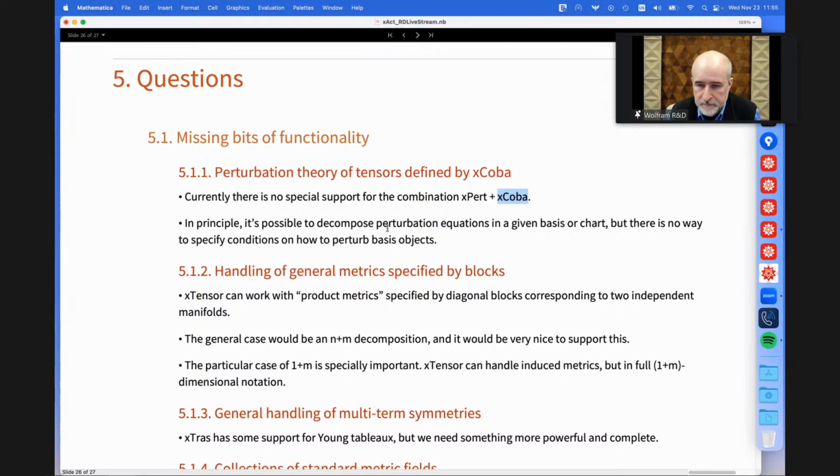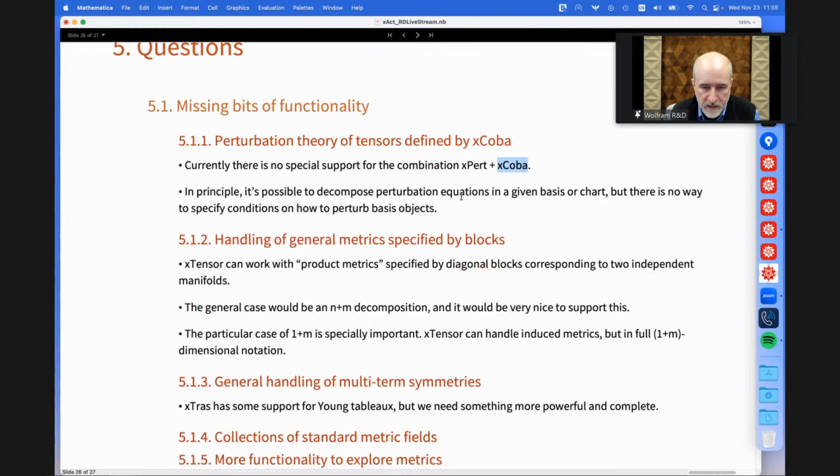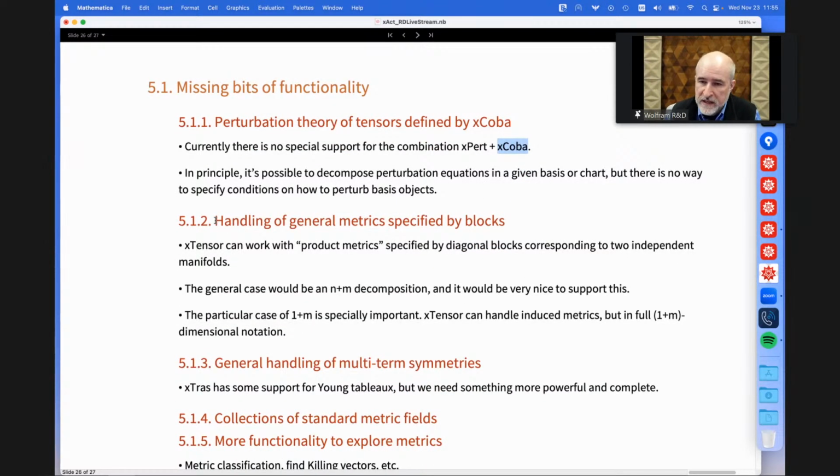But that's doable now, but not the things that I already have in xCoba. Another thing that is very frequently asked is handling of general metrics specified by blocks. xTensor can handle what I call product metrics, where there are blocks in the diagonal, but the off-diagonal blocks are all 0. That can be done right now, but when the off-diagonal blocks are non-zero, that cannot. That would be a general m plus n decomposition. That would be fantastic to have.